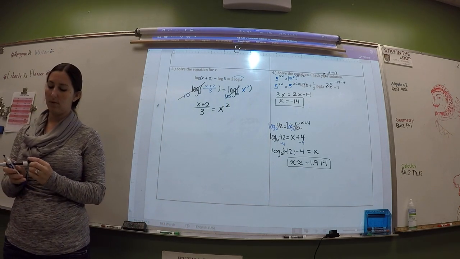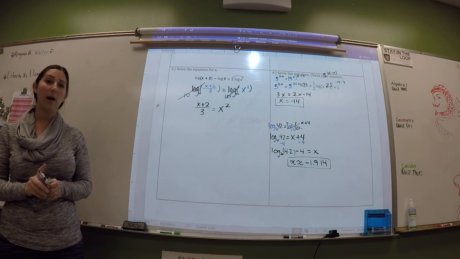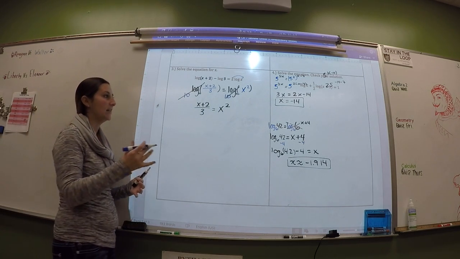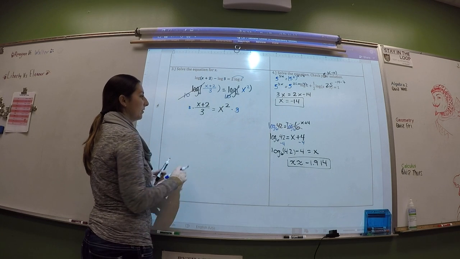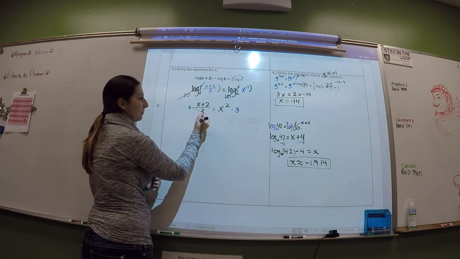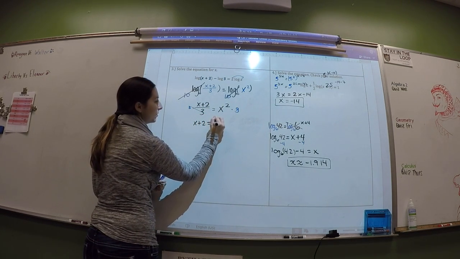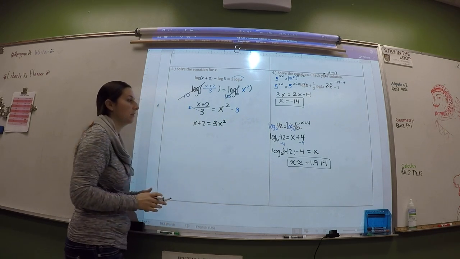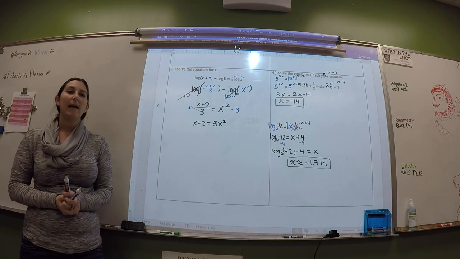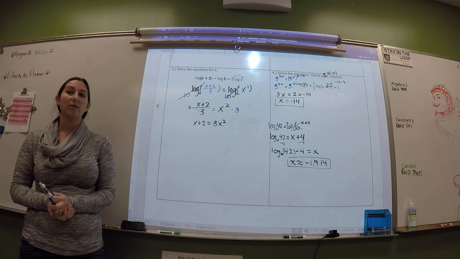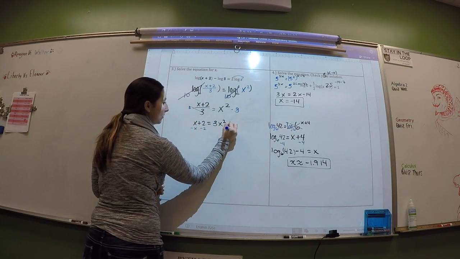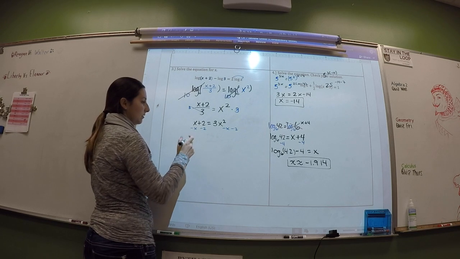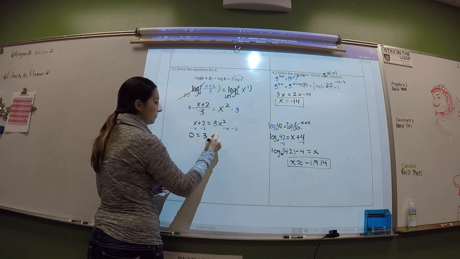Now you multiply by 3 on both sides. Now you have to solve what's left. In this case, because we're dividing by 3 here, we would multiply by 3 and get x plus 2 equals 3x squared. This is a quadratic equation, so we want to get everything on one side. So subtract 2 and also x, and make it equal 0.